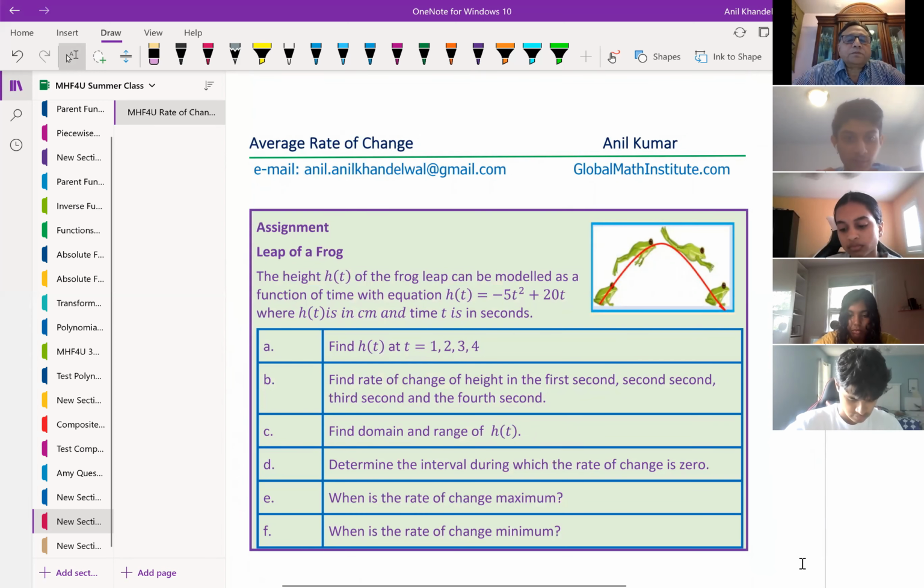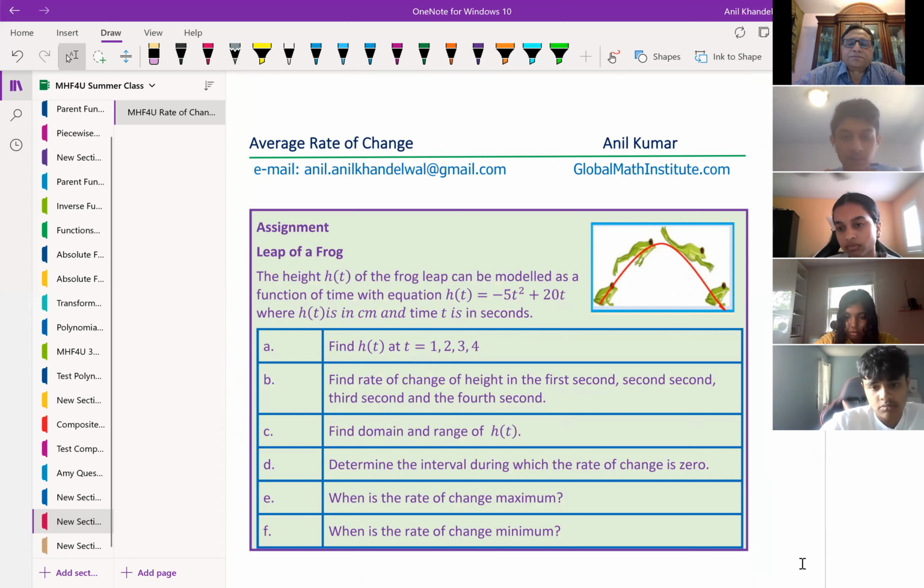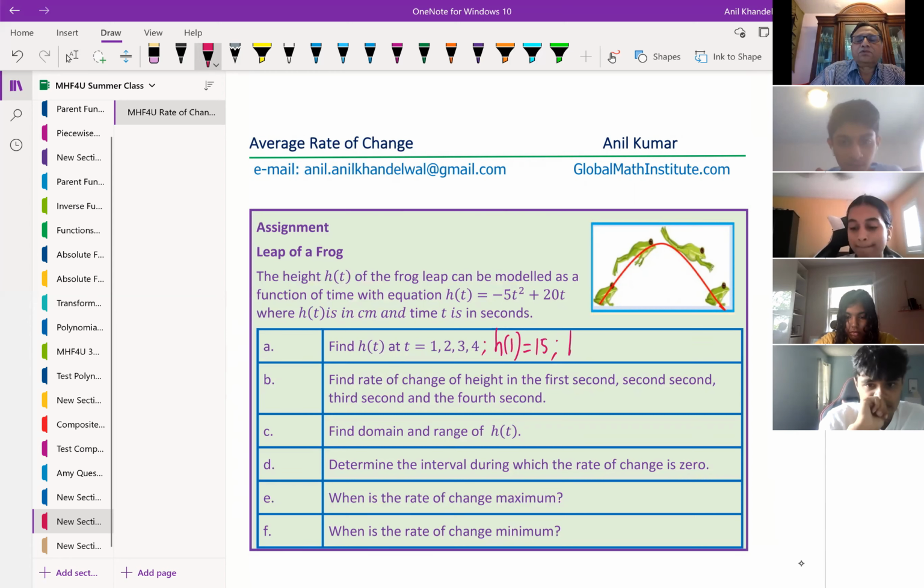Yes, sir. Leap of a frog. The height h of t of a frog leap can be modeled as a function of time with the equation h of t equals negative 5t squared plus 20t, where h of t is in centimeters and time t is in seconds. Find h of t at t equals 1, 2, 3, 4. What is h of 1? H of 1 would just be 15. H of 2, use a calculator. Tell me the answer.